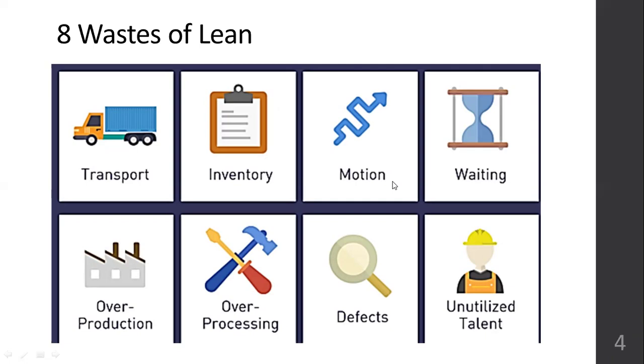First one is transport waste. Waste in transportation includes movement of people, tools, inventory, equipment, products more than is necessary. Unnecessarily moving things, equipment, and resources around, when it is not required, is transport waste.